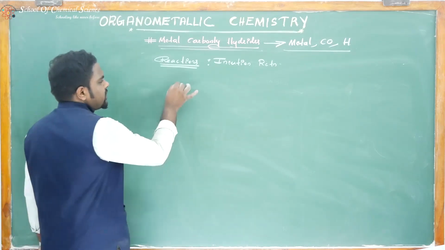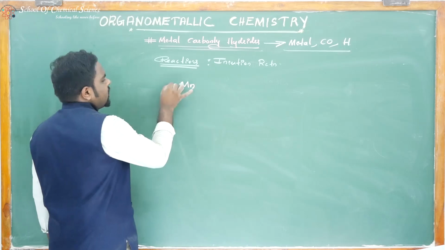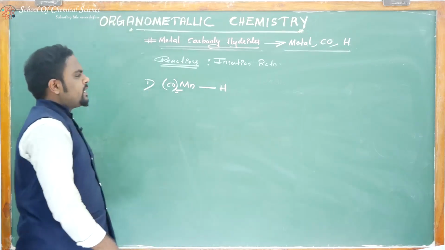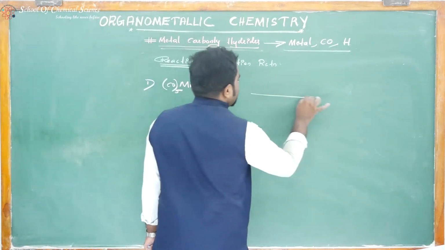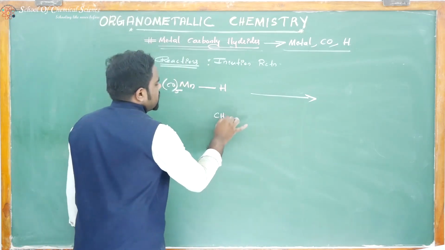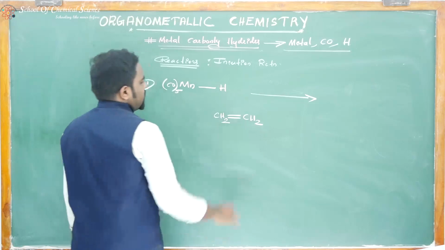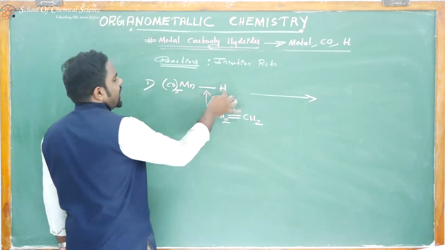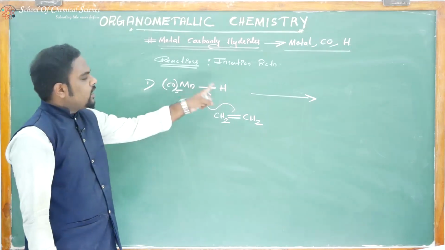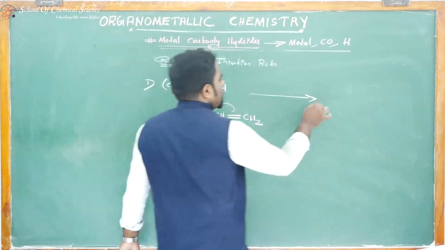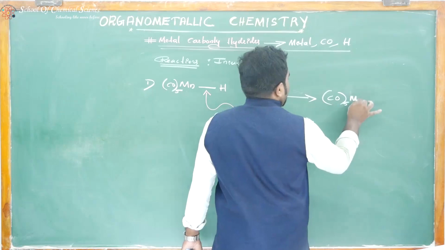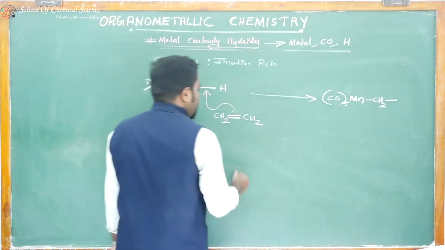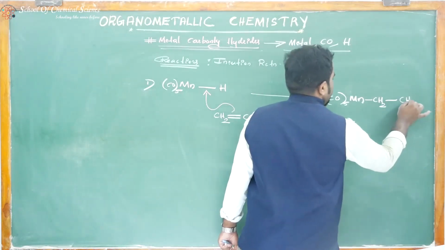Insertion reaction means, for example, HMn(CO)5, a metal carbonyl hydride, on reaction with an alkene, CH2 double bond CH2. The reaction is that this alkene will be inserted into this metal hydrogen bond. So what will be your product? (CO)5Mn, where manganese will be connected to CH2 by a single bond, the double bond breaks, CH2 and hydrogen, CH3.